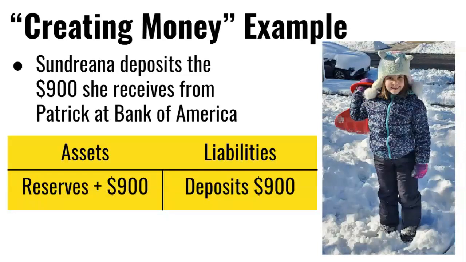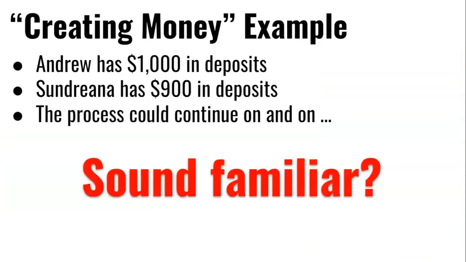She will take that $900, and she could go to her bank. Let's say she goes to Bank of America and deposits $900 into her bank, in which case, on the T account, there's a $900 increase in liabilities to Bank of America. It's $900 in new deposits, but also $900 in reserves. We could continue this process if we wanted to.